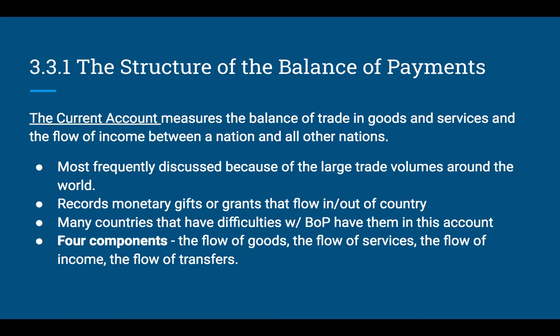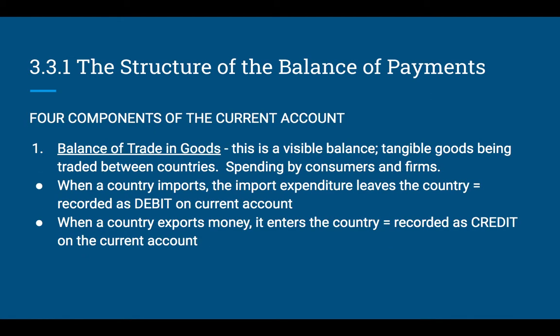There are four components. There's the flow of goods, the flow of services, the flow of income, and the flow of transfers. Hence why I'm going to stop after we go through the current account. So, four components. First, balance of trade in goods. This is a visible balance. Tangible goods being traded between countries. Spending by consumers and firms.